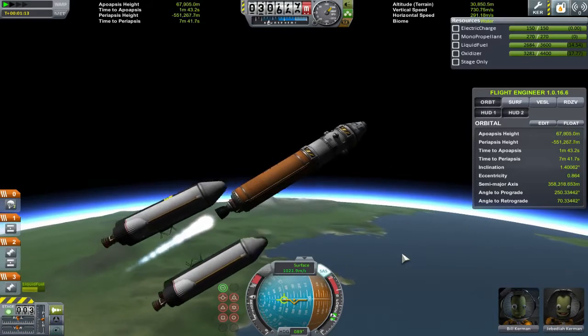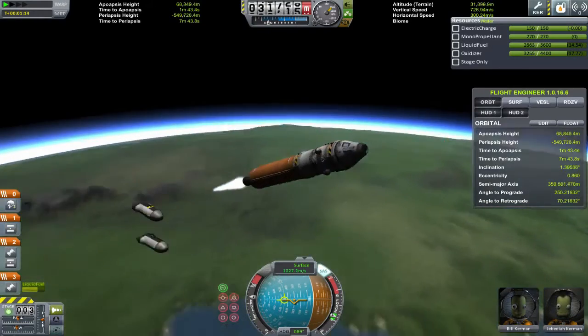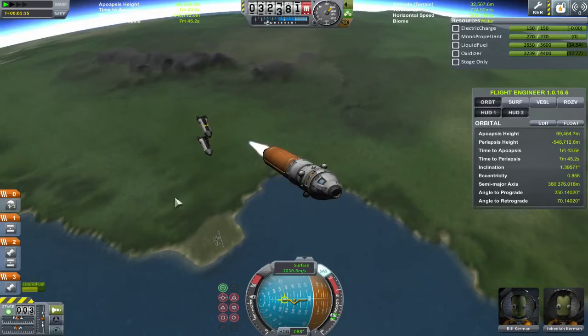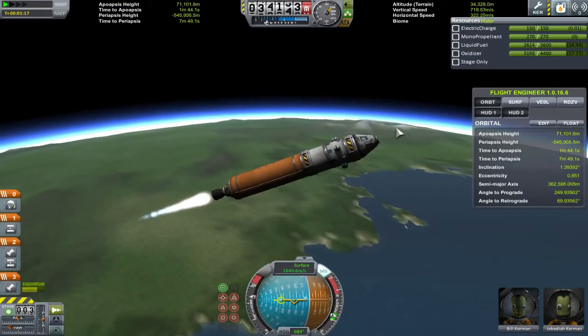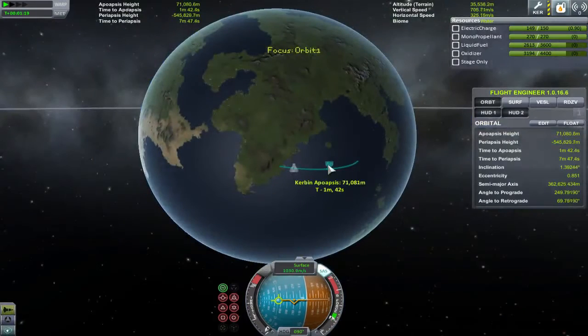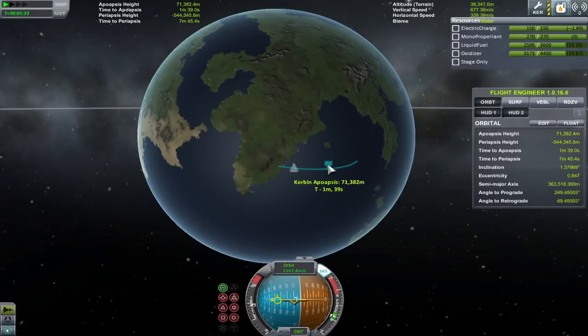Another thing, if you stage like this, try to make sure your craft is going perfectly straight. Point in the direction you're going as much as possible when you detach or decouple your tanks. That'll prevent them from slapping in and causing catastrophic damage.